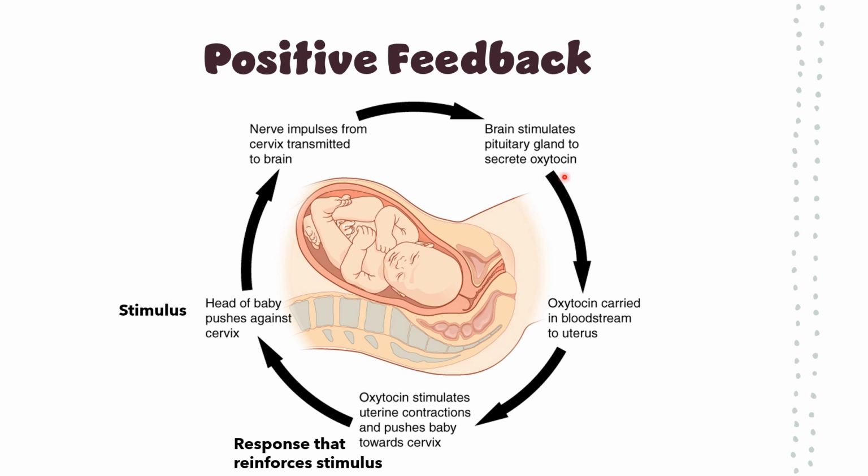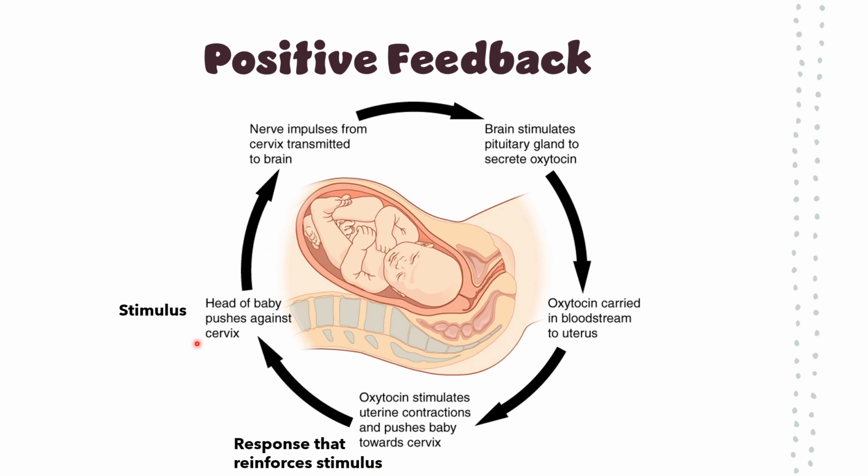The brain stimulates the pituitary gland to secrete oxytocin. And so this is one of the hormones that I said that I wanted you to know. Oxytocin is carried through the bloodstream to the uterus, and then oxytocin stimulates uterine contractions and pushes the baby further down towards the cervix. And the baby's head pushes up against the cervix, and we keep getting this loop. So in a positive feedback loop, the baby pushing down on the cervix produces a response of oxytocin being released, which causes more contractions and more pushing down towards the cervix. So we are reinforcing the stimulus.